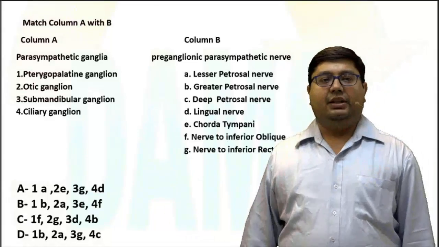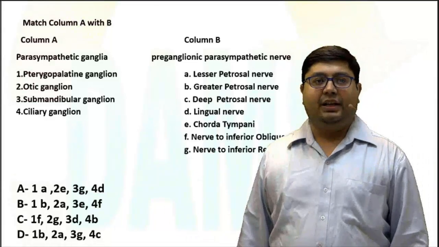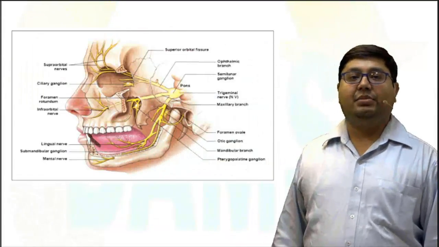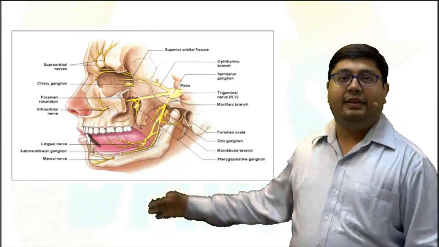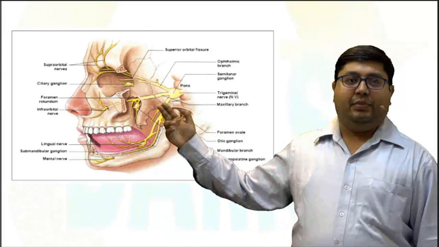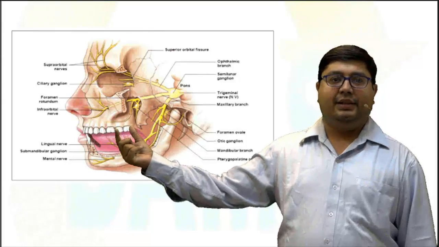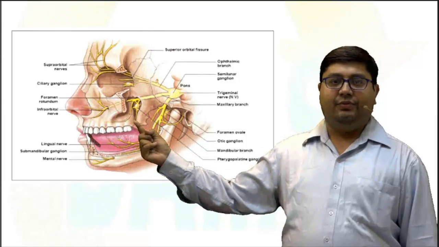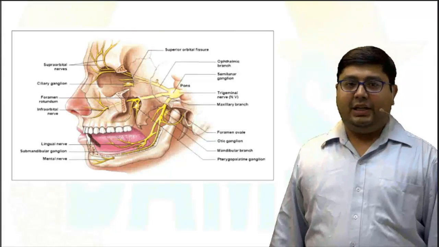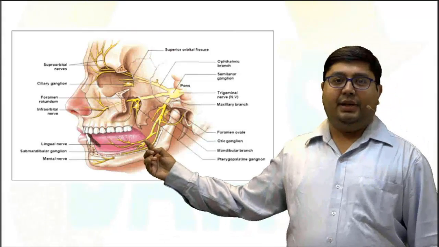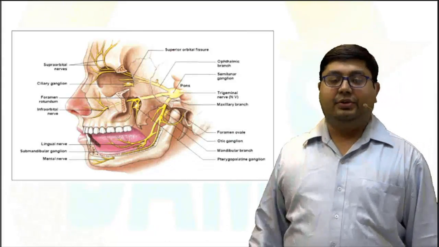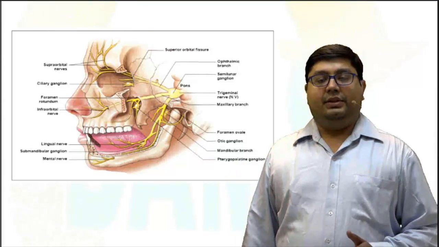To understand this question, let us understand the parasympathetic ganglia and their connections. What are the parasympathetic ganglia? We can see here the ciliary ganglion, and this part is the pterygoid plate. This is the maxilla part and the palatine part. So this fossa which we are looking at is the pterygopalatine fossa. It contains the pterygopalatine ganglion, and this part here is the submandibular ganglion, and the ganglion related to the mandibular nerve is the otic ganglion. So these are the ganglia that were given as choices in column A.